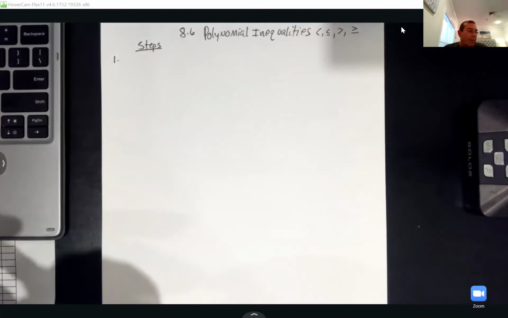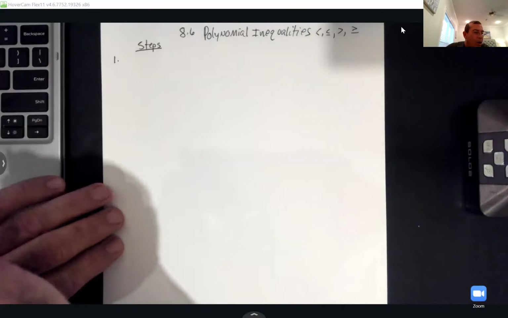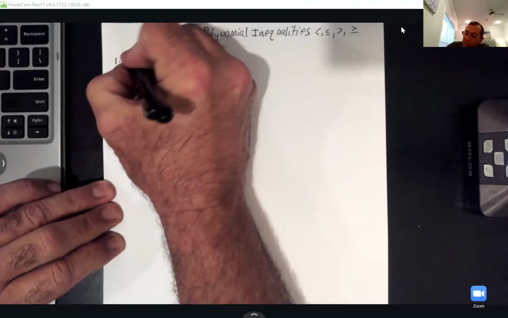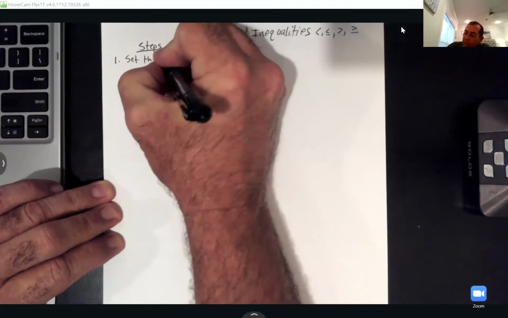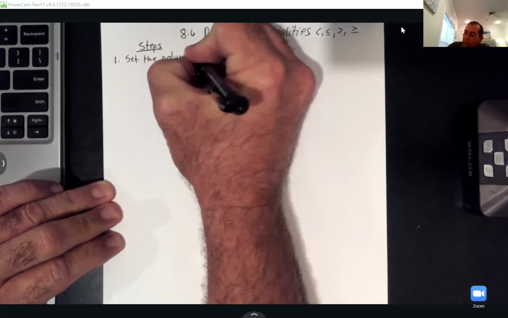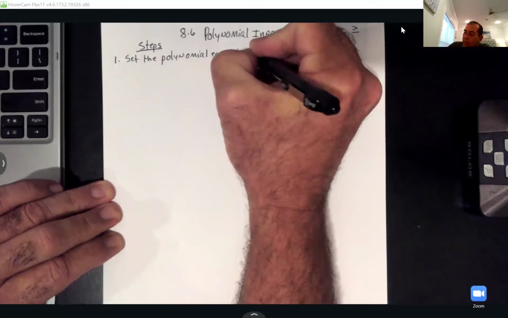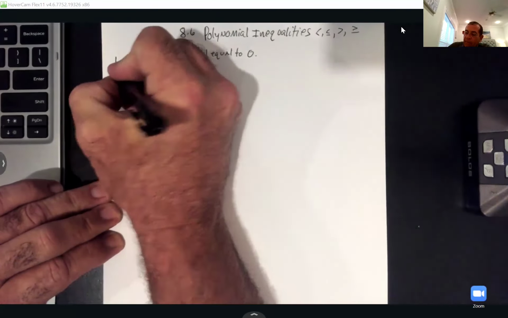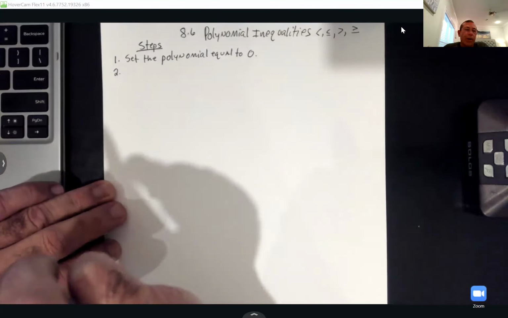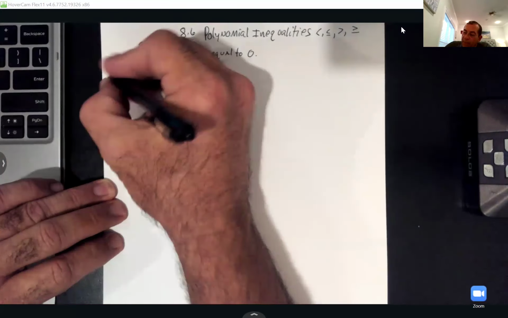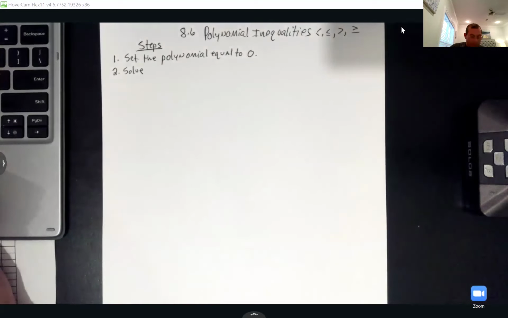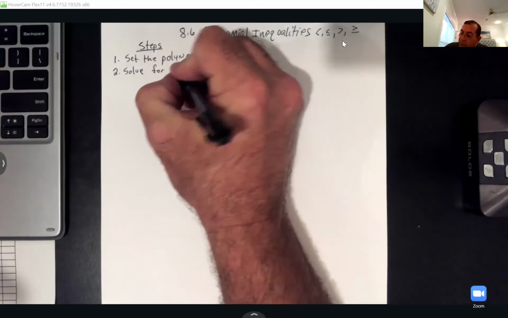So first thing we'll do is pretty much what we've been doing. We're going to set the polynomial equal to 0. Okay, so we've been doing that with our equations. Then we'll solve for the variable.